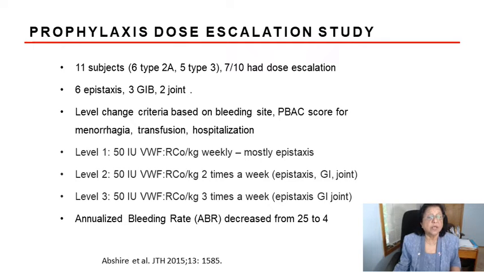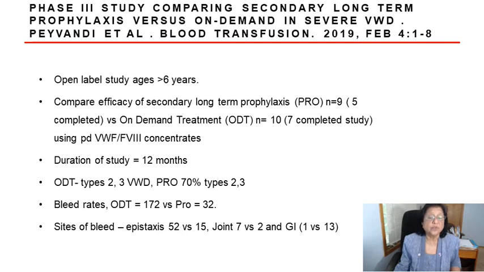And the level change was based on bleeding site, PBAC score, or the pictorial blood assessment chart score for heavy menstrual bleeding, transfusion, and hospitalization. So it started out with 50 units per kg weekly, 50 units per kg 2 times, and 50 units per kg 3 times. The annualized bleeding rate with this type of regimen decreased from 25 to 4. Very, very impressive.